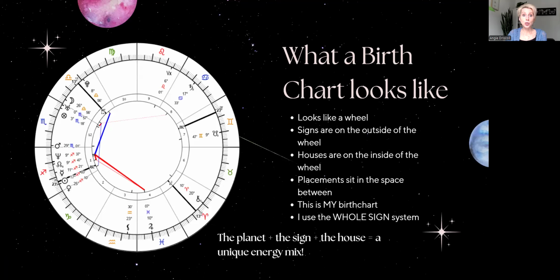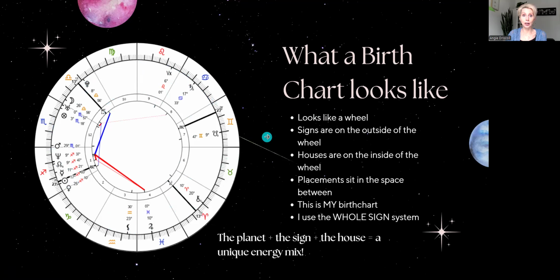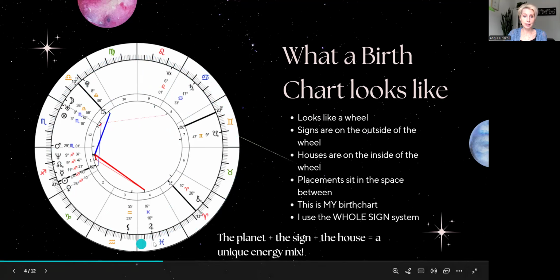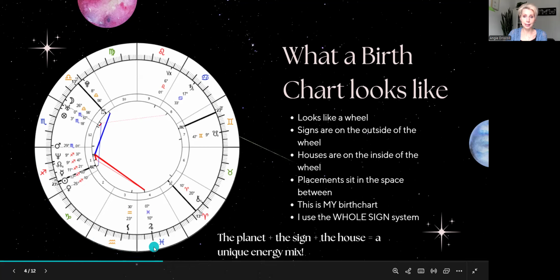All right, so this is what a birth chart looks like. This happens to be my birth chart, and we are going to dive into the specifics of it a little bit later in the video. But this is what a standard birth chart looks like. It looks like a wheel. And on the very outside of the wheel, you see the symbols that represent the astrological signs. Over here we have Aries, Taurus, Gemini, Cancer, Leo, Virgo, Libra, Scorpio, Sagittarius, Capricorn, Aquarius, and Pisces.